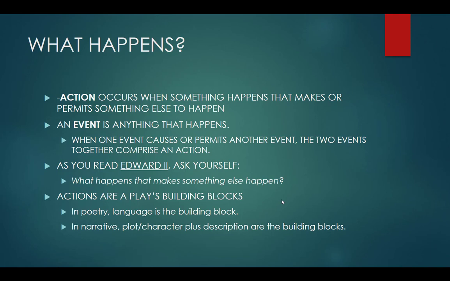An event, on the other hand, is anything that happens. But an event is actually made up of two things, right? So when one event causes or permits another event, those two events together is really what we call action. All right, so this is a little bit different when we're talking about dramatic action. It's a little bit more complicated, a little bit more complex than when we're talking about something like action in a novel, in a prose narrative.